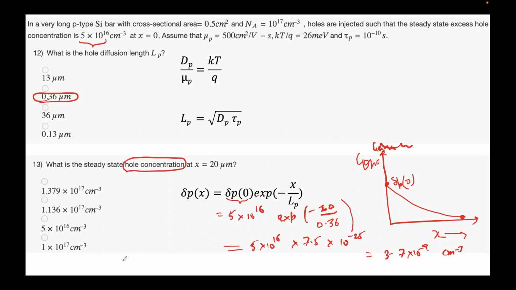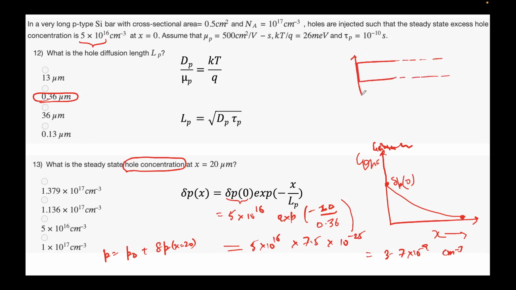So what will the hole concentration be? The hole concentration will be the background hole concentration, which is p naught, the doping, plus the excess holes at x equal to 20. p naught is the same throughout because it's thermal equilibrium, right? The temperature, if you recall that we had drawn this bar, right?